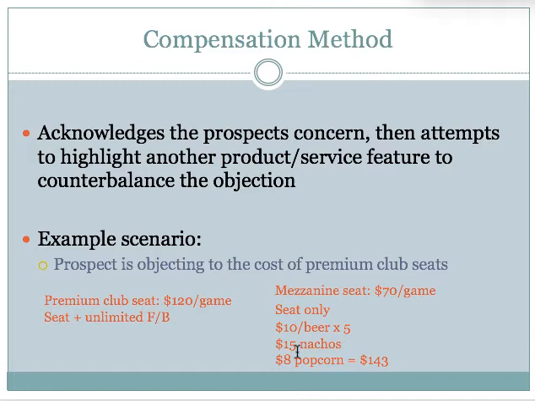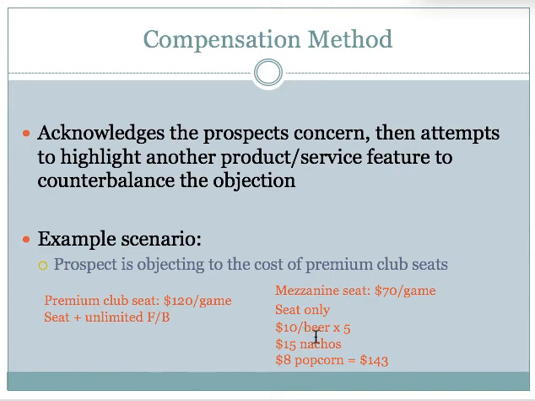But then you would want to specify, hey, look, you're paying $70 a game, which, yeah, is less than the premium seat. But look at what you actually spent. We went to your account in our CRM system, and we see that you buy 5 beers a game, and that's $10 a pop. You spend $15 on nachos, and then later in the game you buy another thing of popcorn for $8. Actually, you're spending $143 a game, and this premium club seat would only cost you $120 a game, right?